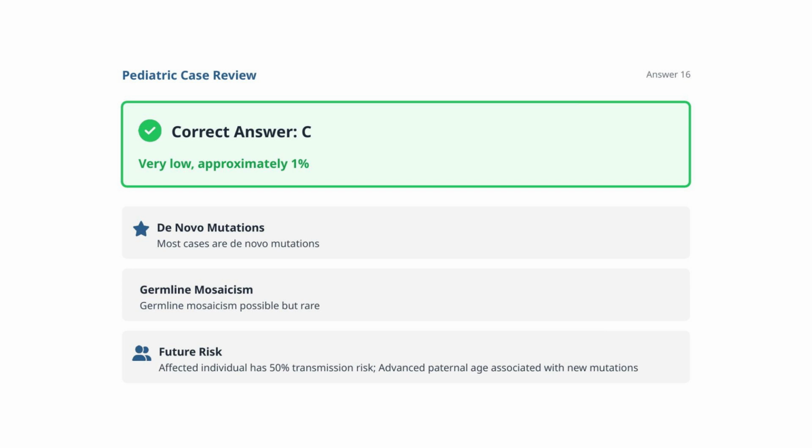When neither parent carries the mutation, the case represents a new spontaneous mutation. Recurrence risk is very low, though germline mosaicism creates small residual risk. Advanced paternal age slightly increases new mutation risk. However, an affected individual has 50% chance of transmitting the condition to offspring. Genetic counseling provides personalized risk assessment.